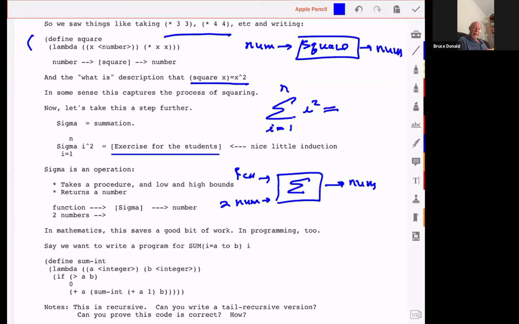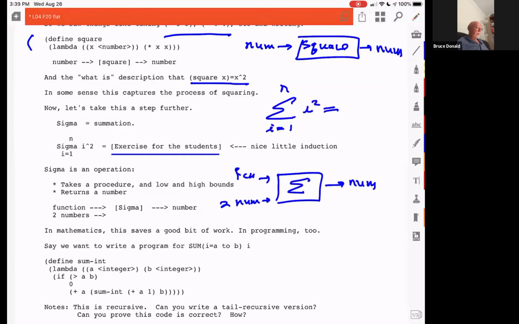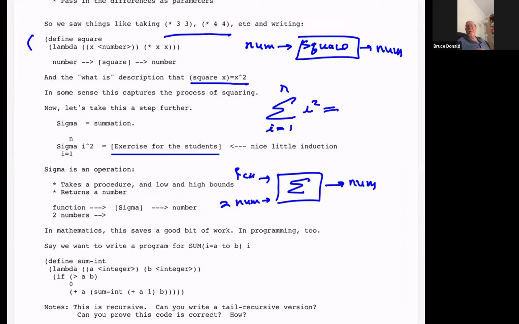By the way, does anyone know in closed form or any other characterization what this equals? What does this summation equal? Any ideas?